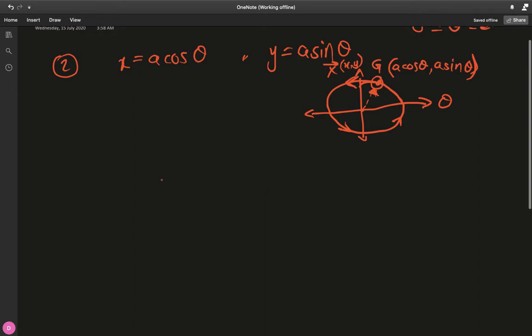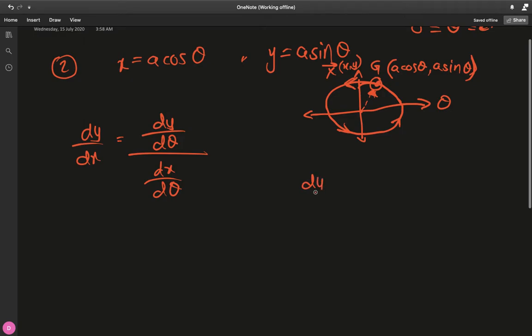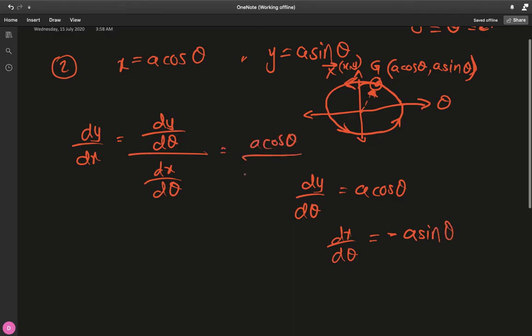So again, we have to find dy over dx, and we can use a strategy that we used before, dy over d theta divided by dx over d theta. So let's find dy over d theta. It's simple. It's going to be a times cosine theta. Dx over d theta is negative a times sine theta, and then this ratio then becomes a times cosine theta over negative a times sine theta. A's will cancel out. We have negative cosine theta divided by sine theta that will become negative cotangent of theta.